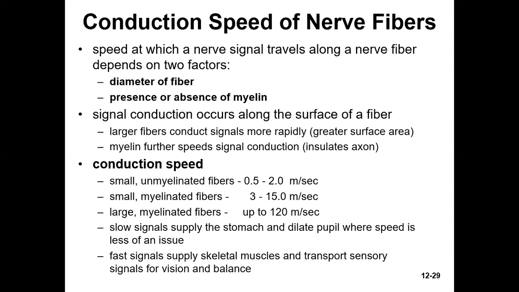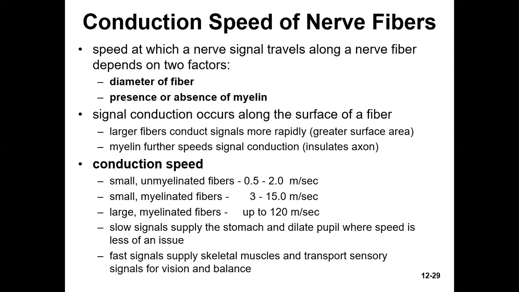So conduction speed, if we have a small unmyelinated fiber, 0.5 to 2 meters per second, the conduction can travel. If we have small myelinated fibers, it can go from 3 to 15 meters per second. If it's a large myelinated fiber, it can conduct the potential up to 120 meters per second.